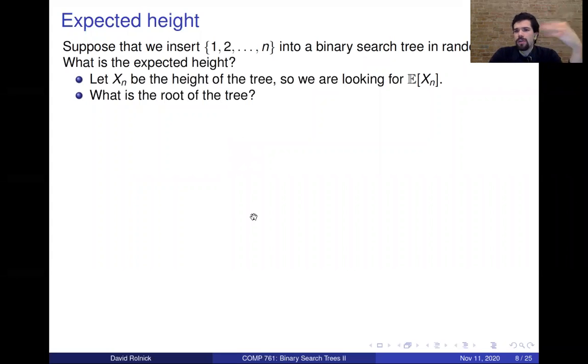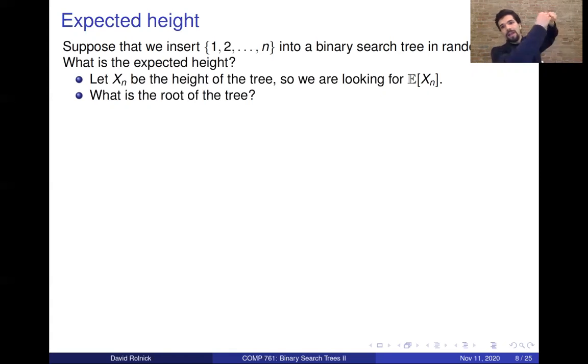Is it the median or the mean? Well, not necessarily. If we insert things in order, for example, if we insert 1, then 2, then 3, then 4, and so on. Remember our insertion process? It was based upon search. So if we insert 1 and then 2, 2 comes down on the side of 1, and then 3 comes down here, and then 4 comes down here, and we just make a chain.